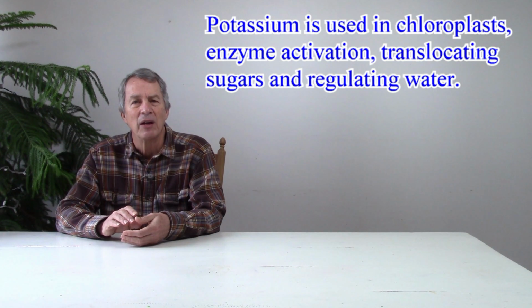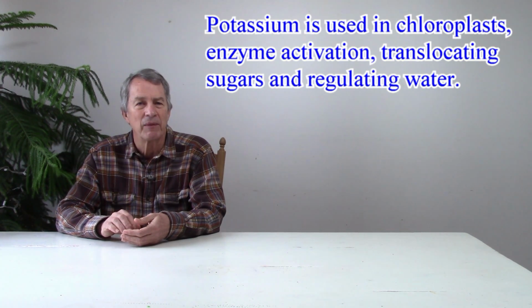Potassium is used in chloroplasts, enzyme activation, translocating sugars, and regulating water in the plant. A deficiency of potassium shows up in older leaves as a mottled yellow, and the edges may die, so it's hard sometimes to figure out because it looks a lot like other kinds of problems that plants have. And it's slowly mobile in soil.